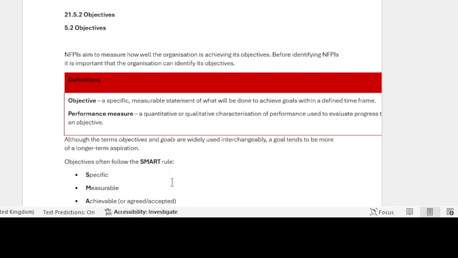So the non-financial performance measures will aim to measure how well the organization can achieve its objectives by identifying what is important to the organization, and how it can identify the different objectives that need to be achieved.